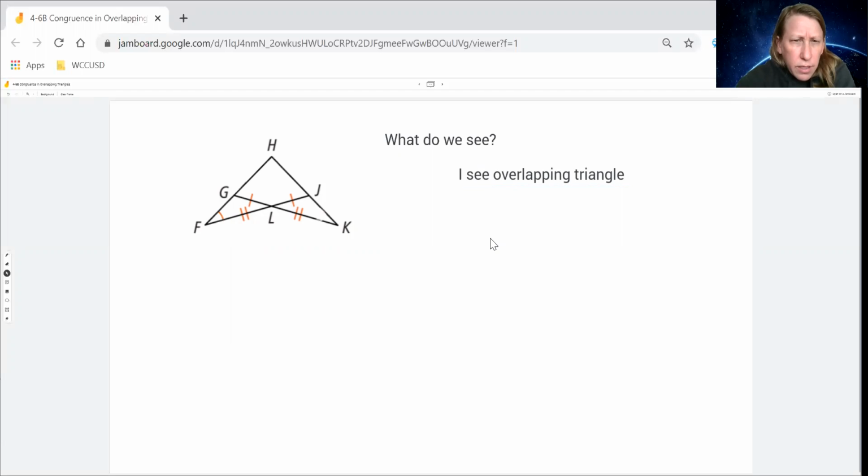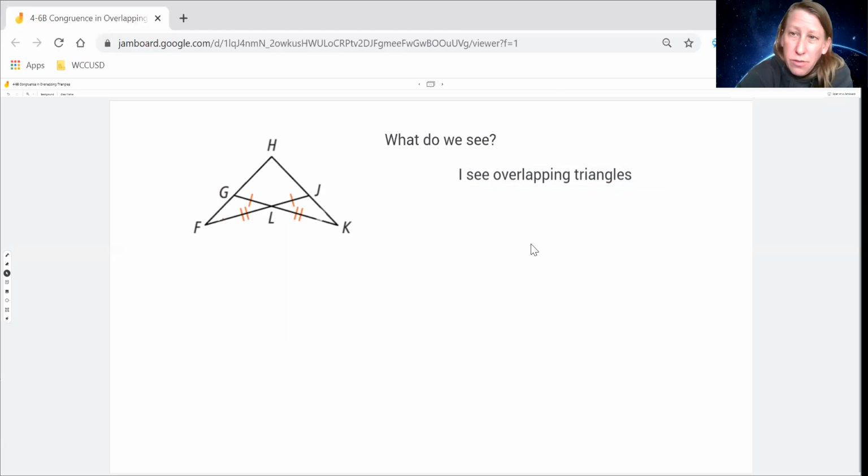Does anyone see, oops, I noticed a problem. I had purposefully blanked that out. So I'm gonna put that back as purposely blanked out. I see overlapping triangles. What else do we see? Okay, I see overlapping triangles. What else?